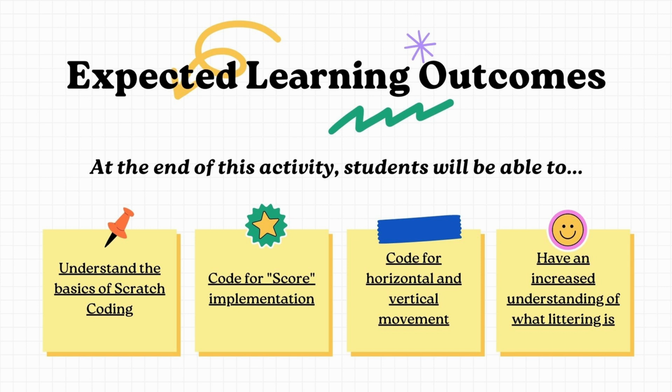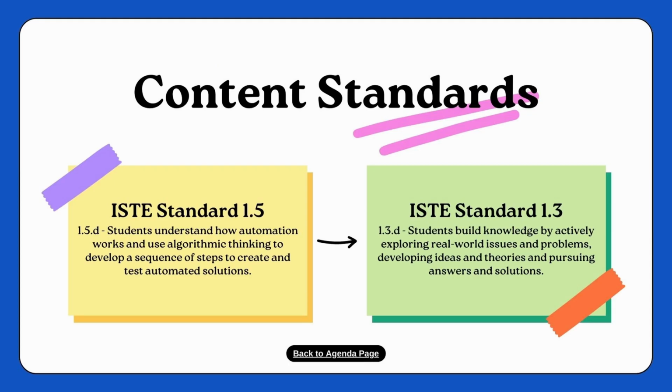can affect our environment. For this activity, the content standards include the ISTE Standard 1.5 and specifically Standard 1.5.D, which is that students understand how automation works and use algorithmic thinking to develop a sequence of steps to create and test automated solutions. Another standard that is being used is ISTE Standard 1.3 and specifically 1.3.D, which states that students build knowledge by actively exploring real-world issues and problems, developing ideas and theories, and pursuing answers and solutions.